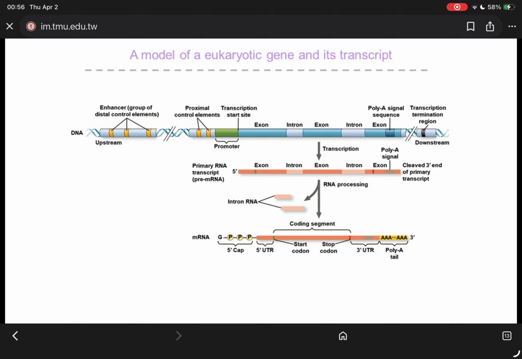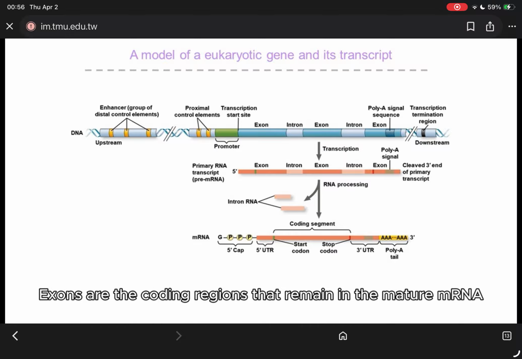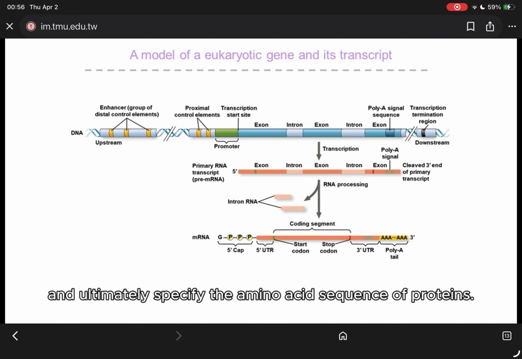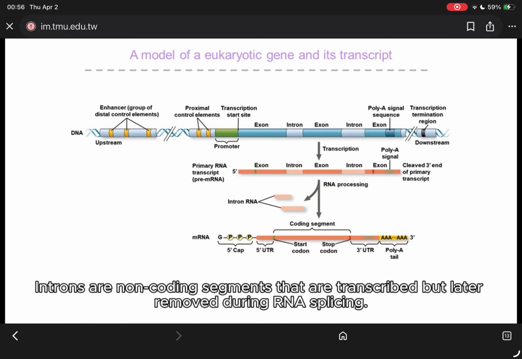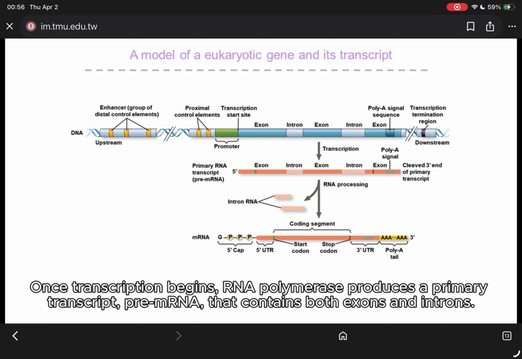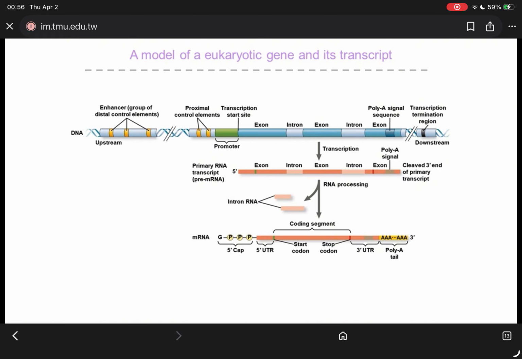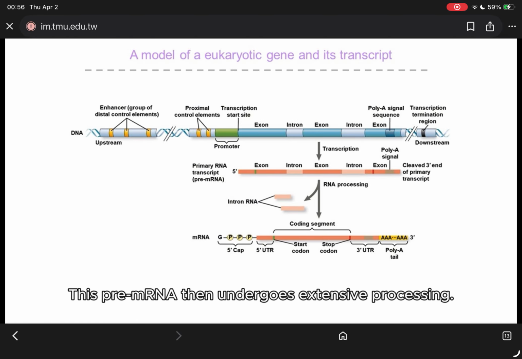from a distance. Within the gene itself, there are two kinds of sequences: exons and introns. Exons are the coding regions that remain in the mature mRNA and ultimately specify the amino acid sequence of proteins. Introns are non-coding segments that are transcribed but later removed during RNA splicing. Once transcription begins, RNA polymerase produces a primary transcript, pre-mRNA, that contains both exons and introns. This pre-mRNA then undergoes extensive processing.